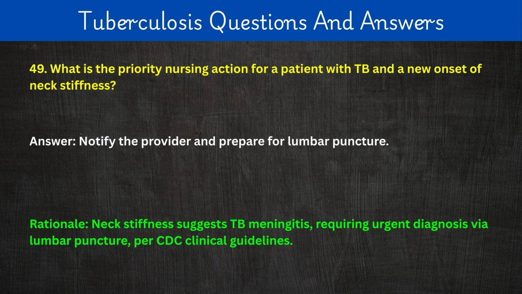49. What is the priority nursing action for a patient with TB and a new onset of neck stiffness? Answer: notify the provider and prepare for lumbar puncture. Rationale: neck stiffness suggests TB meningitis, requiring urgent diagnosis by a lumbar puncture, per CDC clinical guidelines.